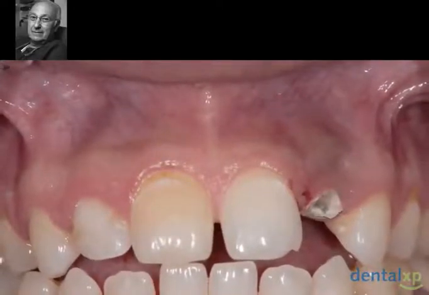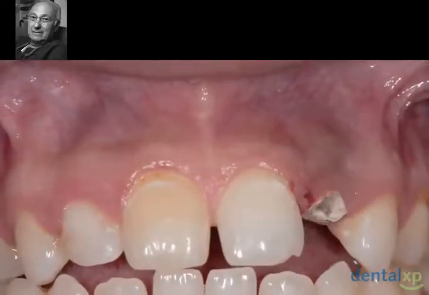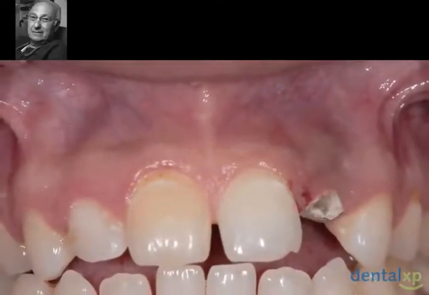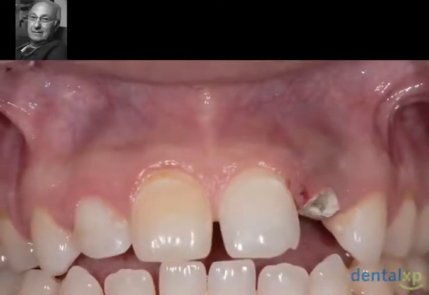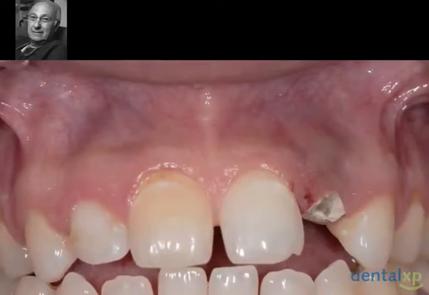The healing has been very, very nice, and we will follow this patient over the months ahead until we do the final restoration. Again, notice the beautiful healing at the 8-week healing interval.